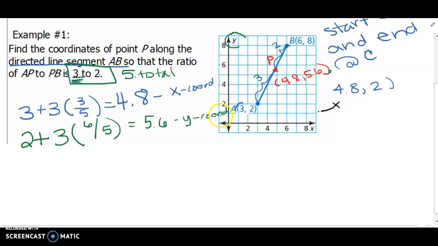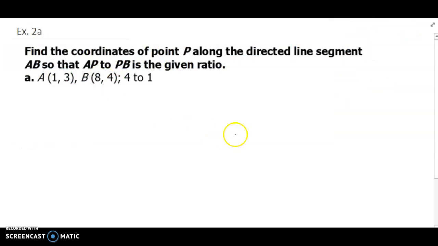Okay, we're going to do a couple more examples. I know that was a lot to do in one, but we're going to do a couple more. All right, so now it says find the coordinates of P along the directed line segment. So that tells us we have a starting point and a stopping point. AB, so it starts at A, ends at B. So the AP to PB has a given ratio of 4 to 1 now. Okay, well, this is still 5 parts, because if we add 4 and 1, that's 5.